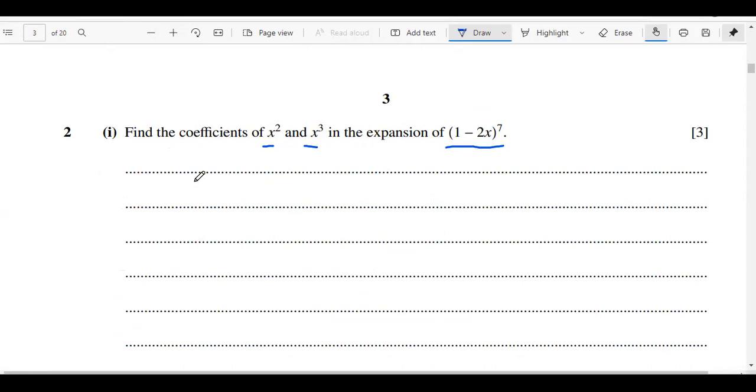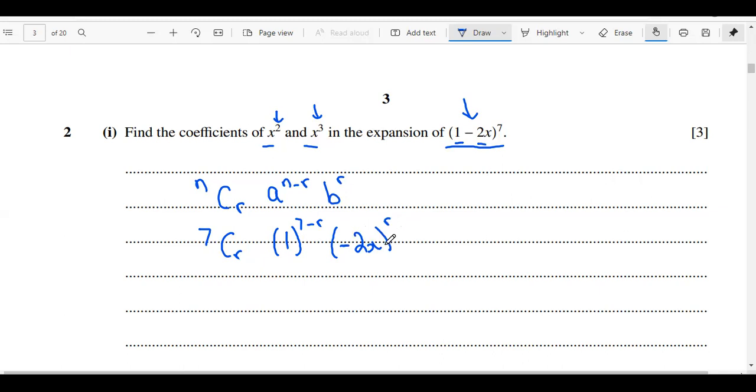So we know that nCr a to the power n minus r b to the power r. This is the formula. If we use this scenario, we need to find x squared and x cubed. So it would be 7Cr. I need to think about r and I'll do that. Just stay focused and you'll understand the idea. What is a? A is the first term. So it is 1 to the power 7 minus r. What is b? b is minus 2x. Minus 2x to the power r.